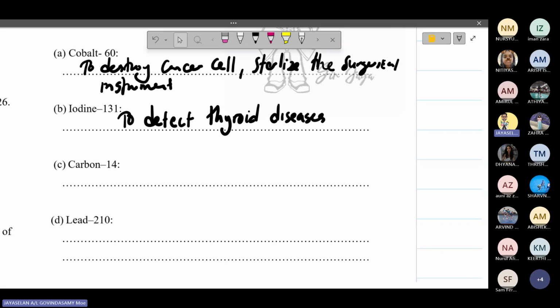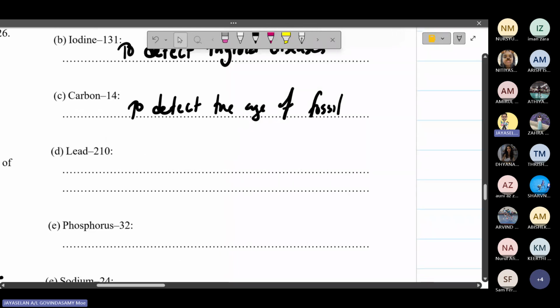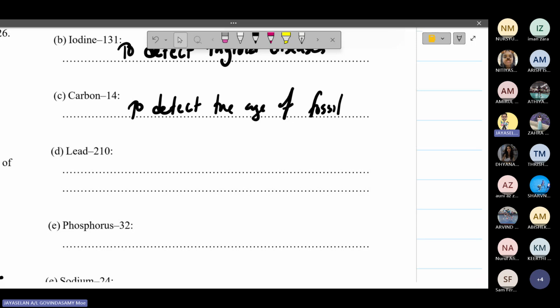Carbon 14. This one can repeat, to help the weaker students. Okay, to detect what? The age. Age of what? Age of fossil. Age of fossil and ancient artifact. Okay, age of fossil is enough. It is used in archaeology.